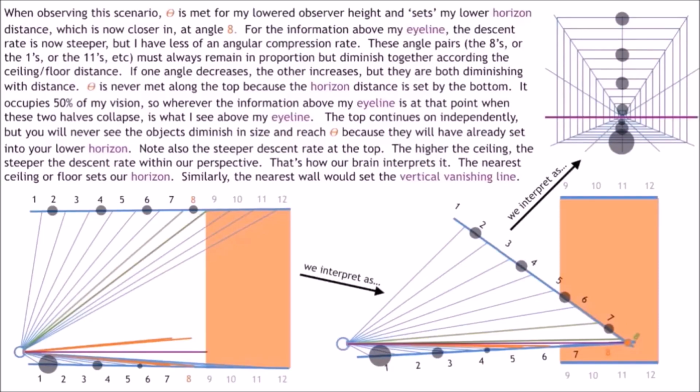This is how our brain interprets it. The nearest ceiling or floor sets our horizon. Similarly, the nearest wall would set the vertical vanishing line if we were up against a long wall, let's say. So if we collapse our diagram here and we press the image downward along the top and upward along the bottom to reach an essentially horizontal line, you see that along the bottom, the angle 8 doesn't have to travel very far to get to the purple line, but the angle 8 above has to travel quite a bit more to do that.